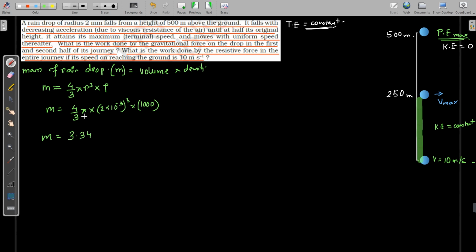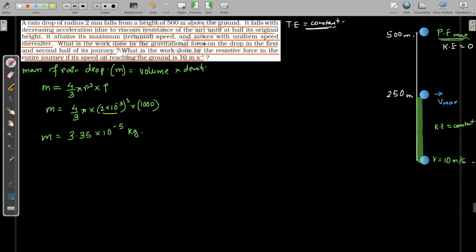3.349, so we are considering it 3.35 into 10 to the power minus 5 kg. Okay. Is it clear why we have used 10 to the power minus 3 here? Because 2 millimeter is given, that's why. Okay. This is the mass given.